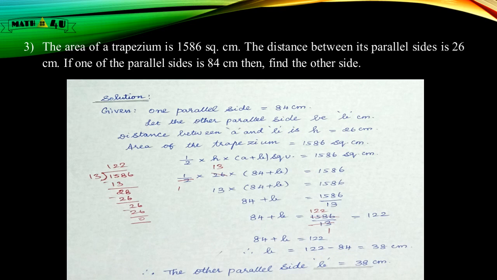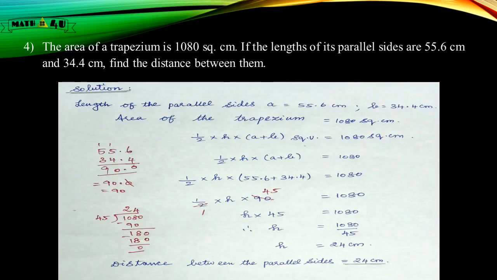And it is also given that the area of the trapezium is equal to 1586 square centimeter. Area of the trapezium is nothing but half into h into a plus b square units. That is equal to 1586 square centimeter. So, substitute the value for h, substitute the value for a and find the value for b. The value for b is 38 centimeter.